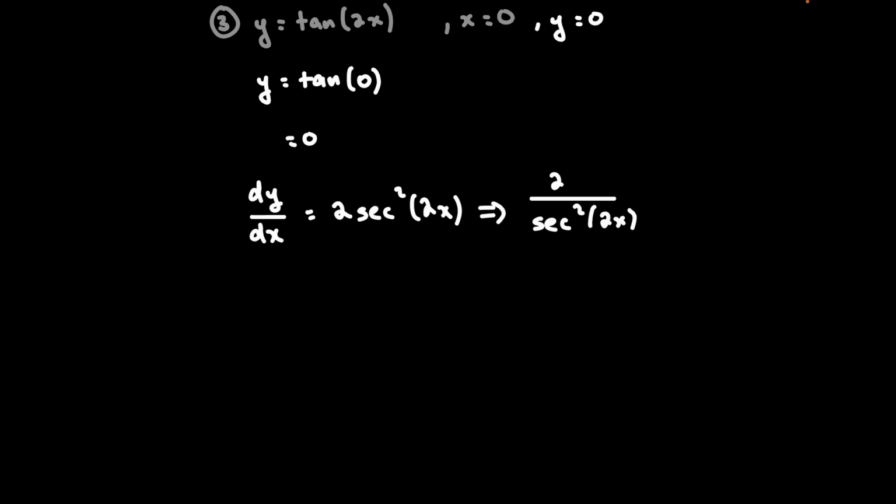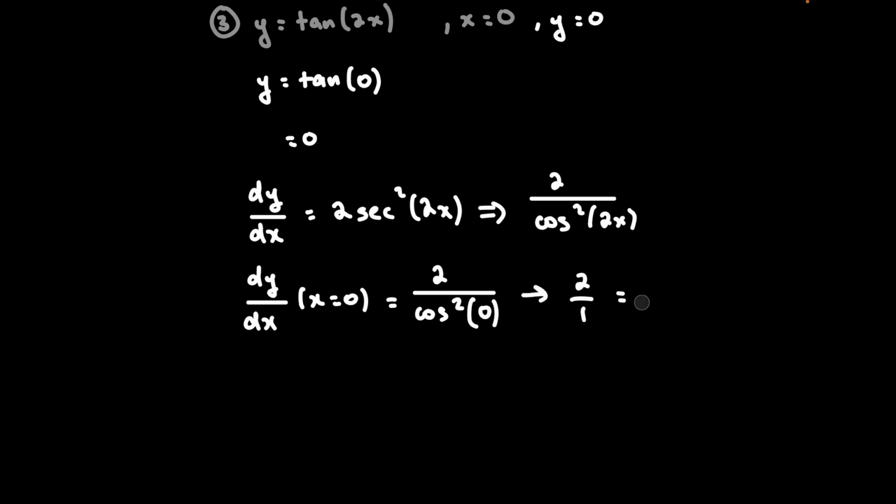Okay, let's continue on. We need to work out the derivative when x equals 0. So when x equals 0, we can say this is the same as 2 divided by, I meant to say cos here, cos squared of 0, and we know that cos of 0 is 1. So then we can say this is simply equal to 2 divided by 1, which is equal to 2.